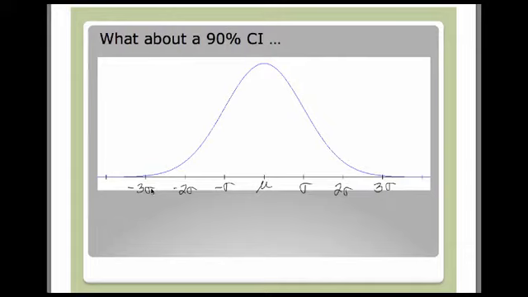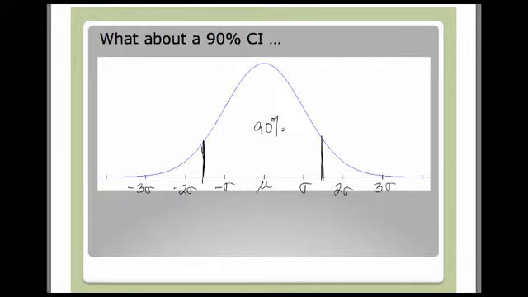So we want 90% here in the middle. It's not going to be as much as 95%, so we're not going to go out as far as 2 standard deviations. So maybe I'm just going to call it right around, maybe in between, like here maybe. We're going to go through the exact same process we did before.